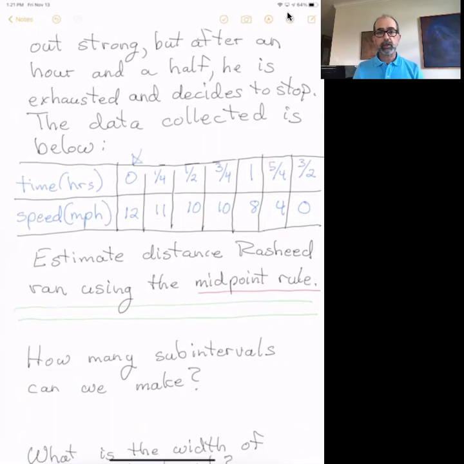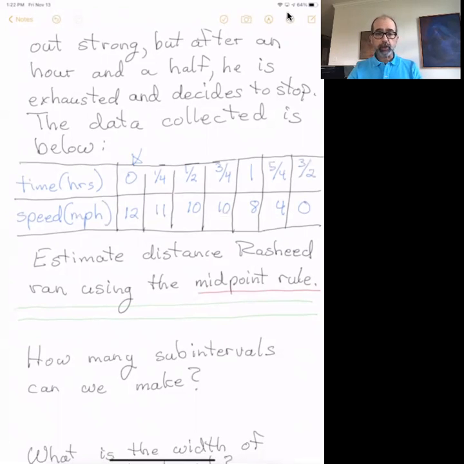So the goal here is to estimate the distance that Rashid ran using the midpoint rule. So remember, the midpoint rule is not the left and not the right. That's kind of obvious. But it is actually something that is in between. The left-hand rule and right-hand rule can sometimes both have errors in them. Midpoint rule takes the average point, so the x value is in between that you're trying to find.